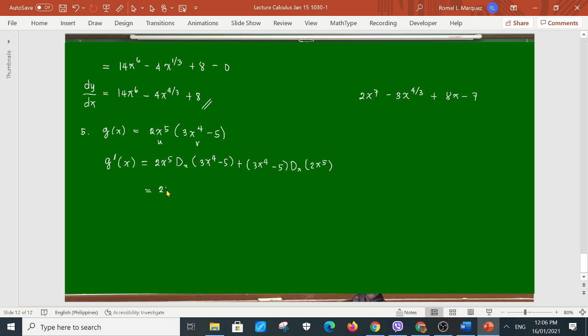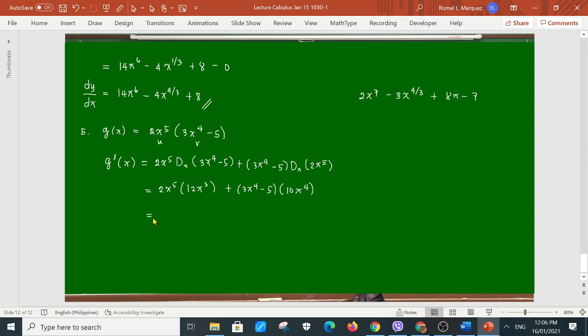The first, what's the derivative of the second? That is 12x cubed. Derivative of negative 5, 0. I will not write that anymore. 3x to the fourth minus 5. So there is no derivative operator. We just copy a derivative of. So we perform differentiation. 10x to the fourth.